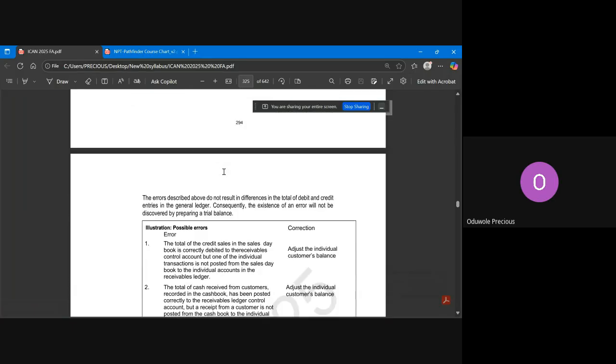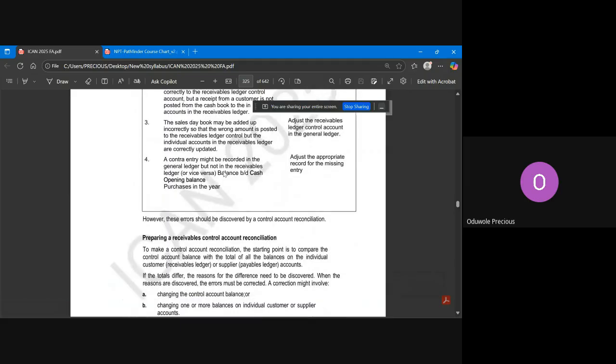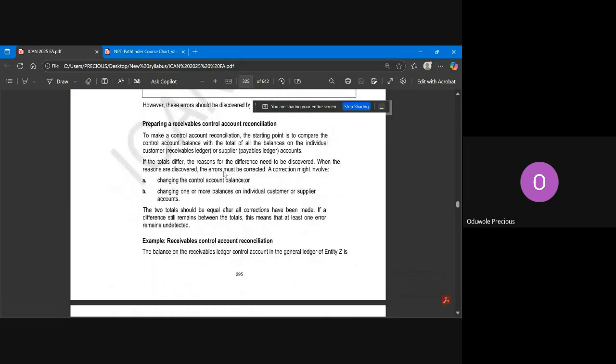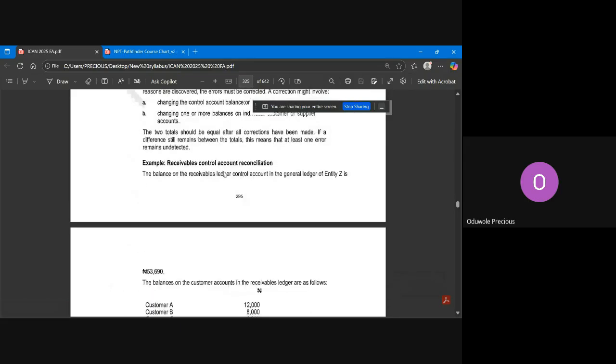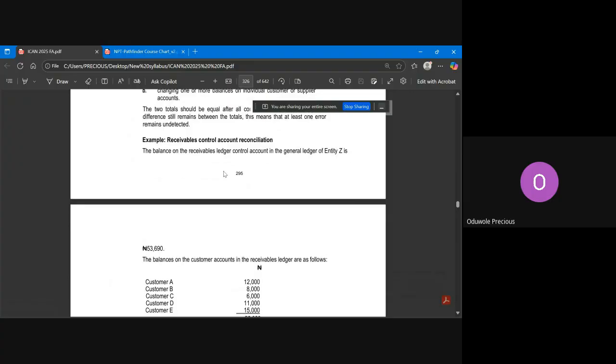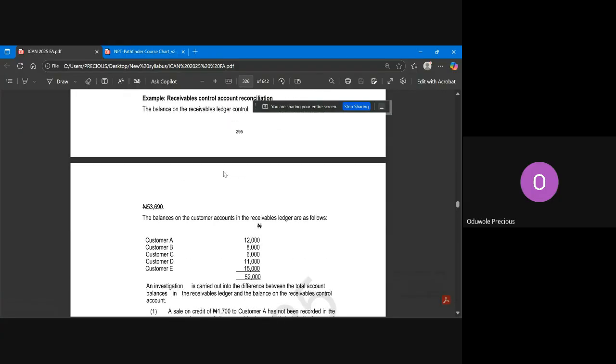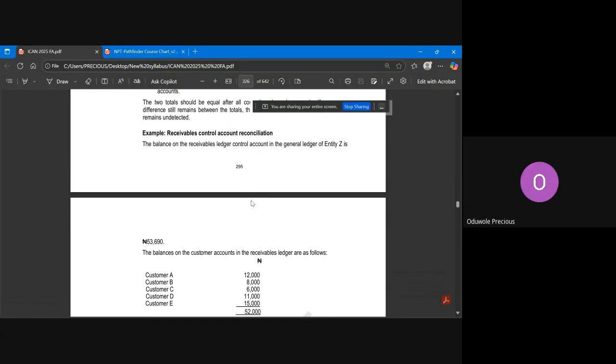I've already explained all of that. Now, let me just tell you how that will be done. This is a very good example of what relates to reconciliation. So let's quickly look at this question on control accounts, receivables control account and receivable control account reconciliation.